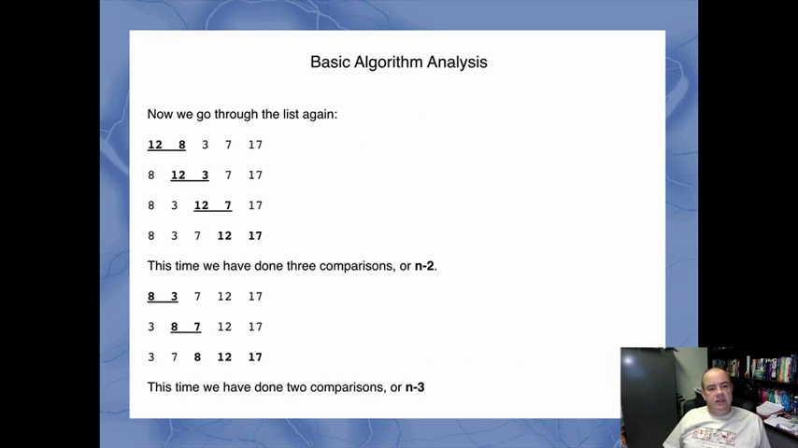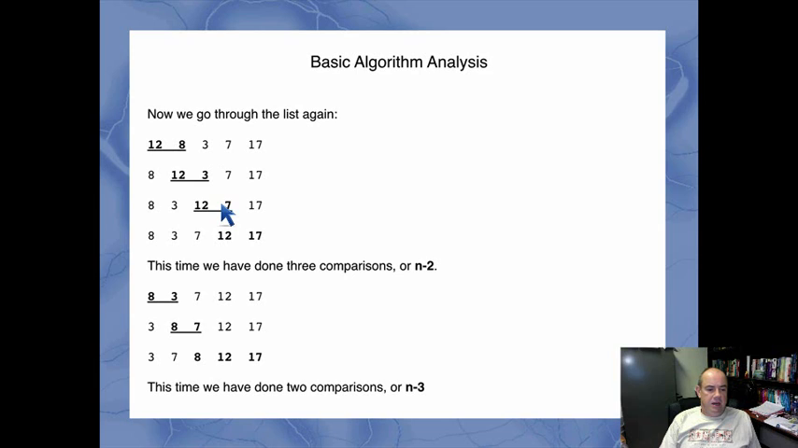Now going through the list again, the 17 is where it belongs, so we don't ever have to look at it again. We have the 12 and 8, and we swap because 8 is smaller than 12. 12 and 3. 3 is smaller than 12, so we swap. 12 and 7, again 7 is smaller than 12, so we swap. So this time we have done 3 comparisons, or n-2. The 12 and 17 are now where they belong in the list, and we don't need to look at them again. So thus far we have done n-1 comparisons plus n-2 comparisons.